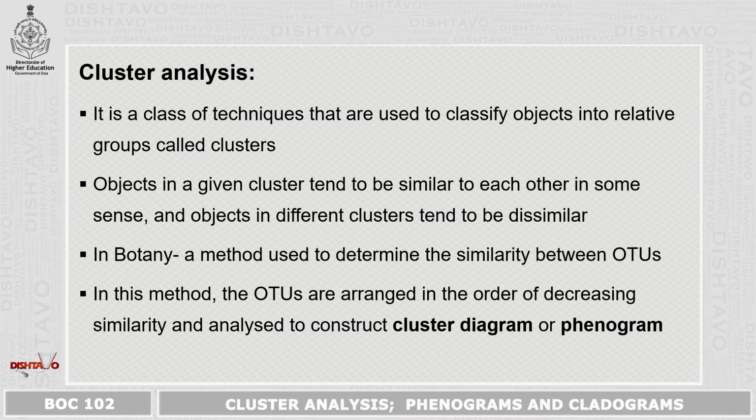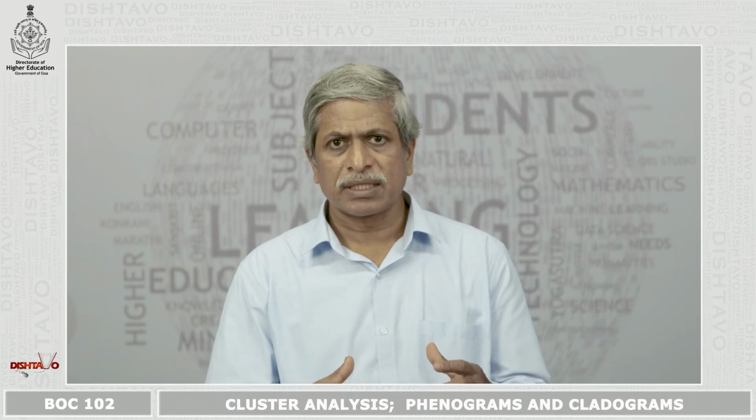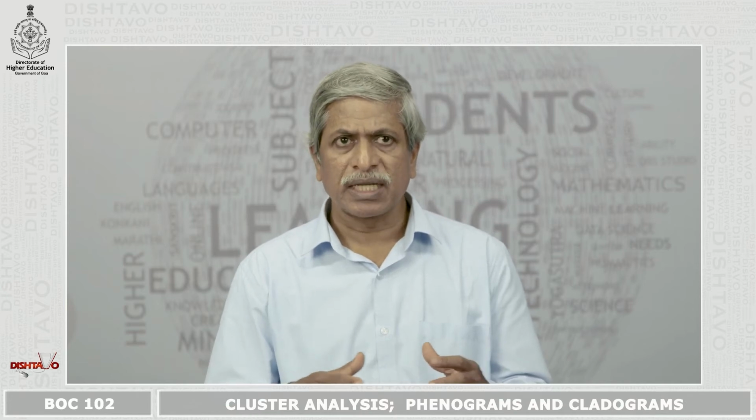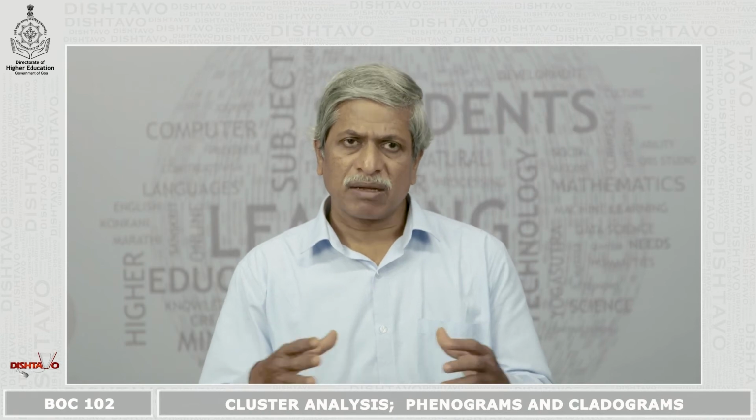In botany, cluster analysis is a method used to determine the similarity between operational taxonomic units. In this method, the OTUs are arranged in the order of decreasing similarity and analyzed to construct a cluster diagram or phenogram. So what we are trying to do is, we are trying to bring more similar operational taxonomic units closer together, and the ones which have more and more differences will be placed separate or will be placed far.